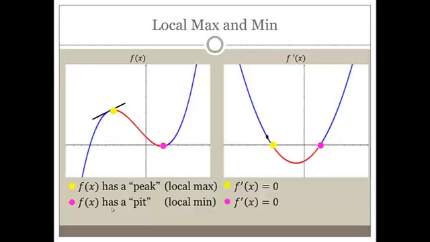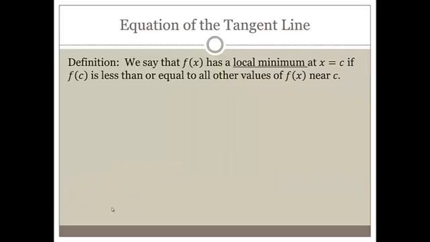These high and low points, which we will call local maxes and local mins, are what we want to understand. Notice that for both of them, the derivative is 0. Let's now give a formal definition.